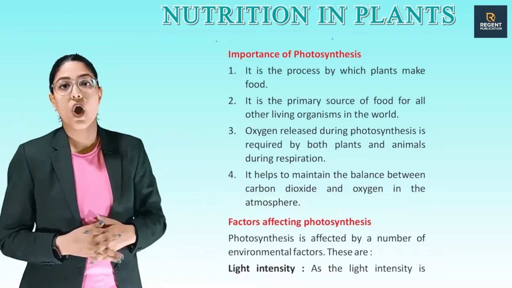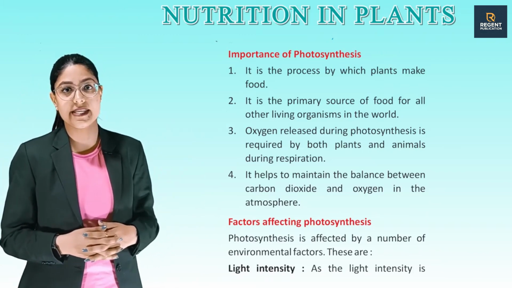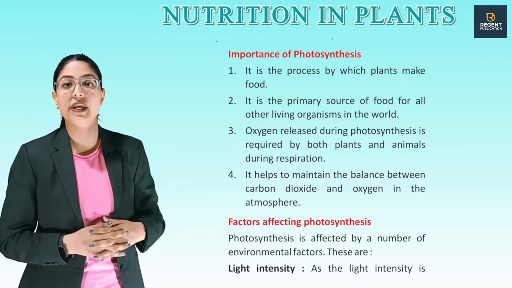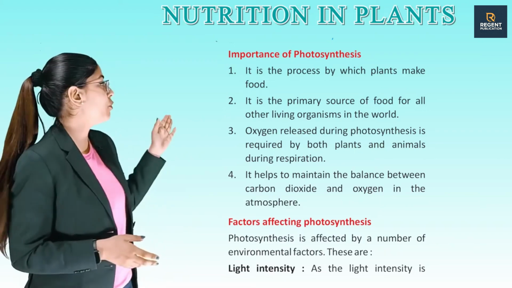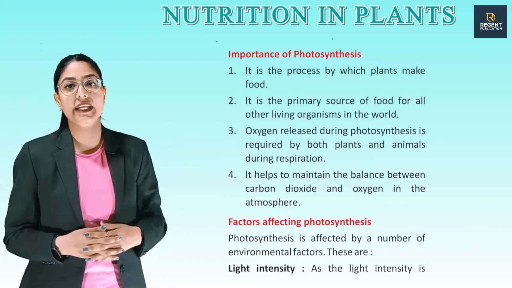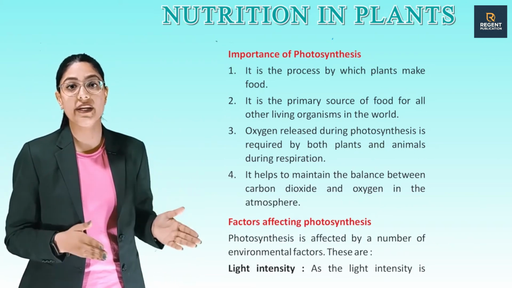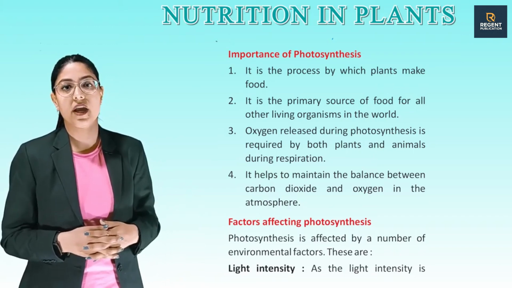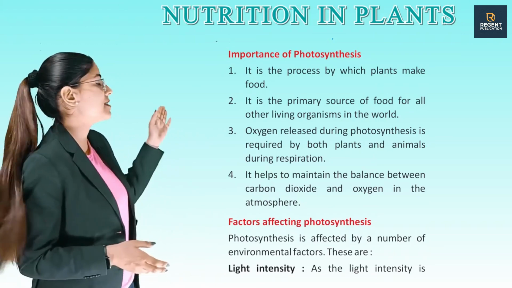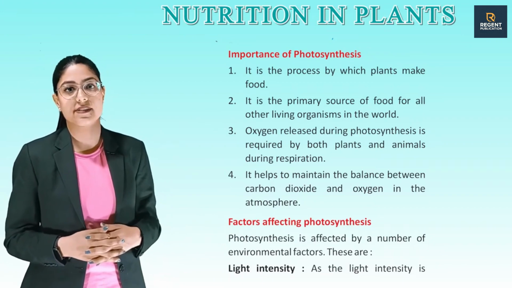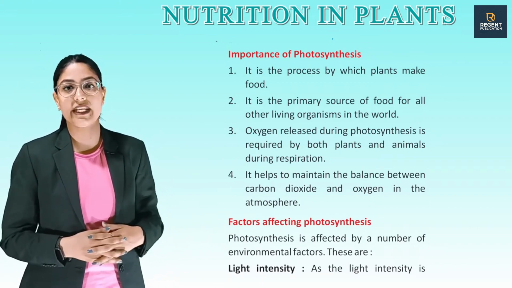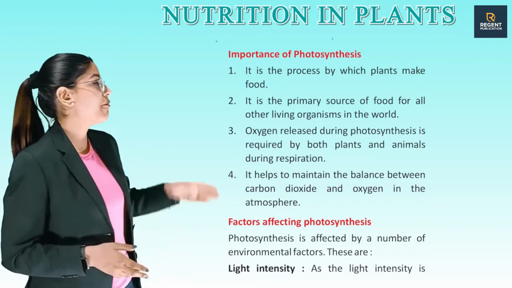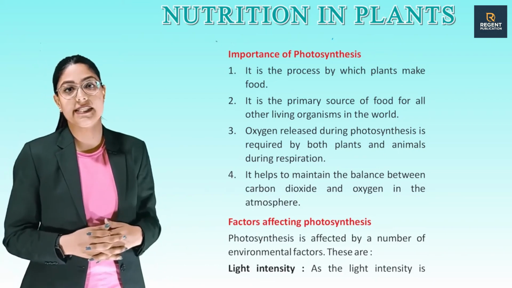Third, oxygen released during photosynthesis is required by both plants and animals during respiration. Fourth, it helps to maintain the balance between carbon dioxide and oxygen in the atmosphere. Now, let's see the factors affecting photosynthesis. Photosynthesis is affected by a number of environmental factors. These are: first, light intensity.